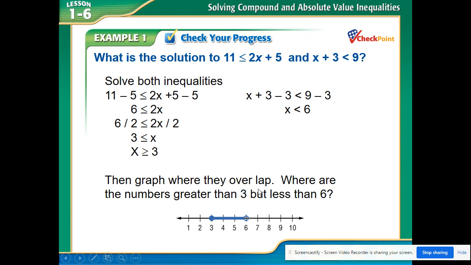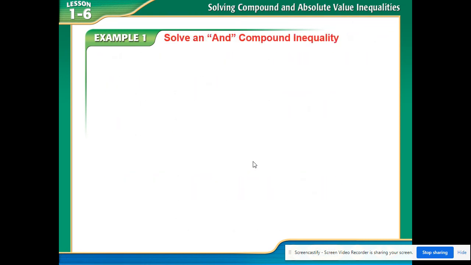So then we want to graph where they overlap. Where are the numbers that are greater than 3 but less than 6? So there's 3, there's 6, there's the numbers in between. And again, I am following the endpoints. This is a greater than or equal to 3, so that's a closed dot at 3. This is a less than 6, so that's open on 6. You need to follow those rules.